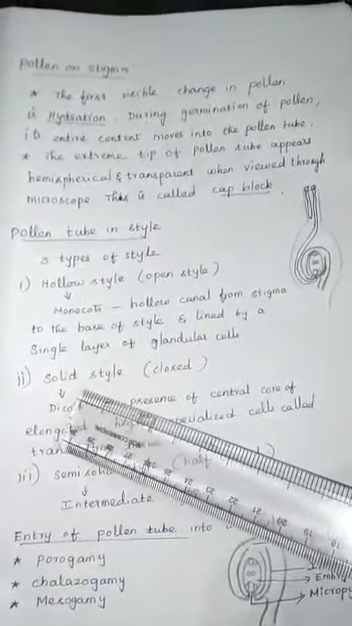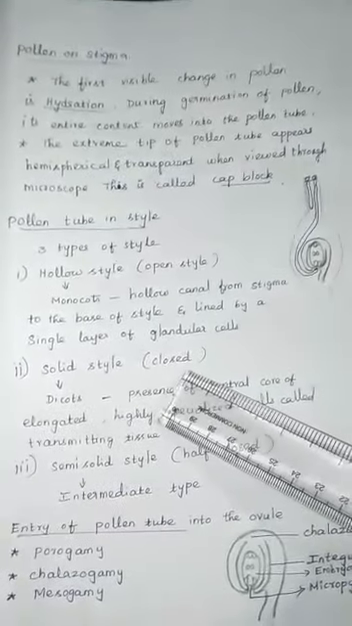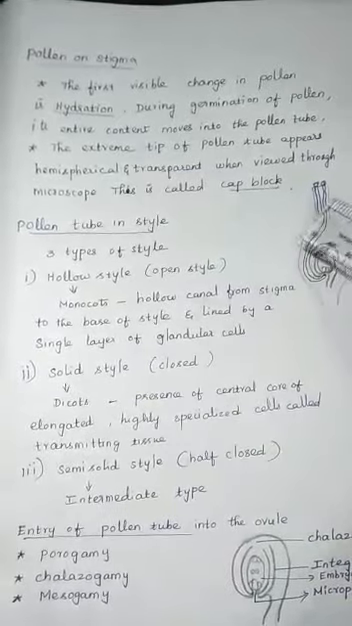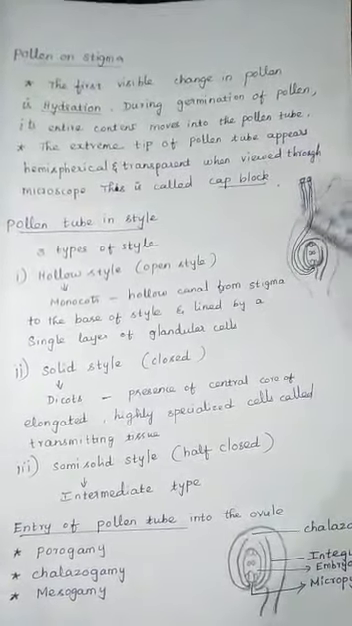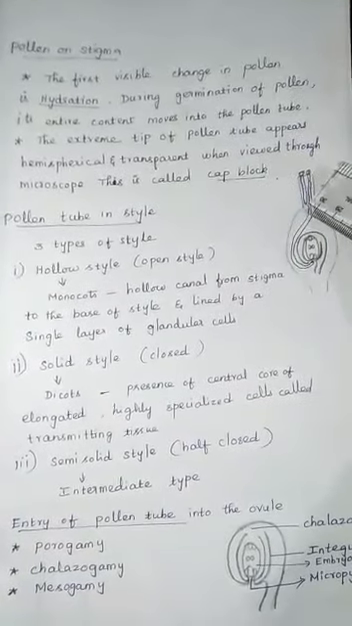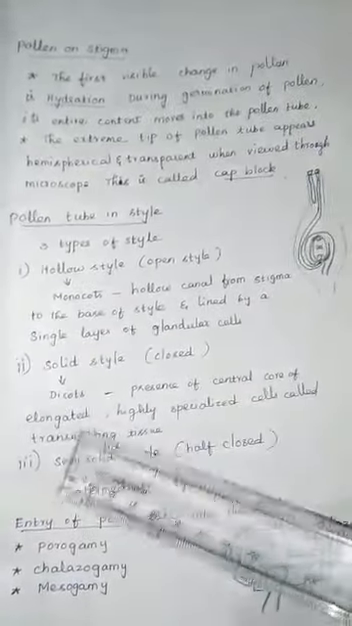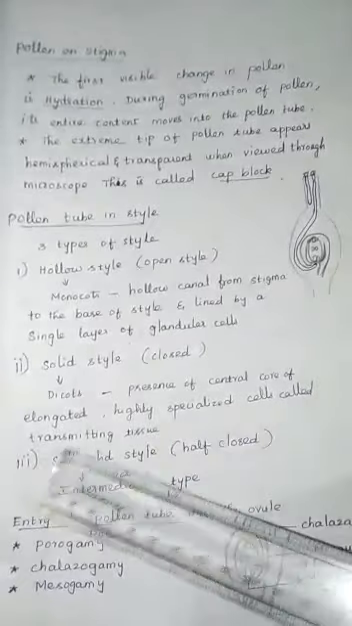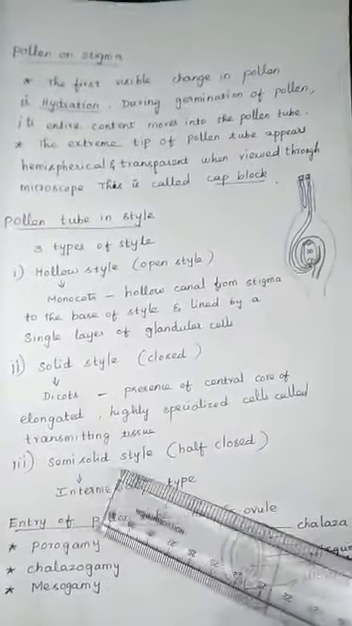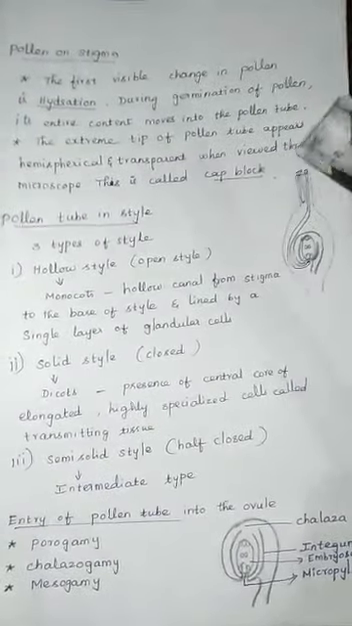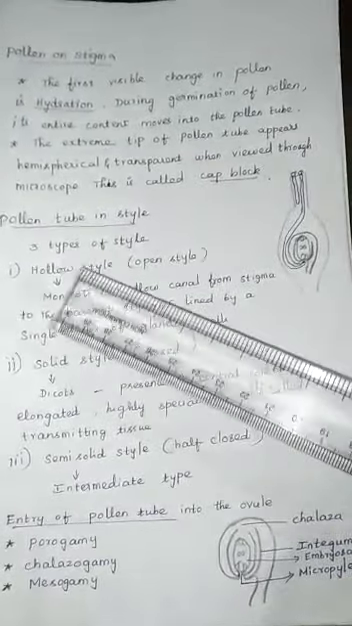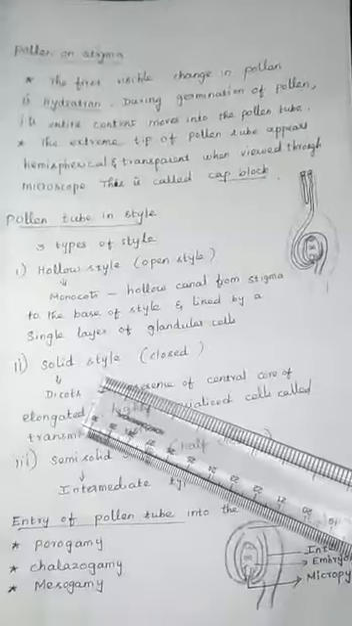Next one, solid style. It is otherwise called closed type. It is found in dicots. Here, instead of the single layer of glandular cells, it consists of a central core of some special cells. Those special cells are called transmitting tissue. Next one, semi-solid style. It is half closed. It is the intermediate type of hollow and solid.